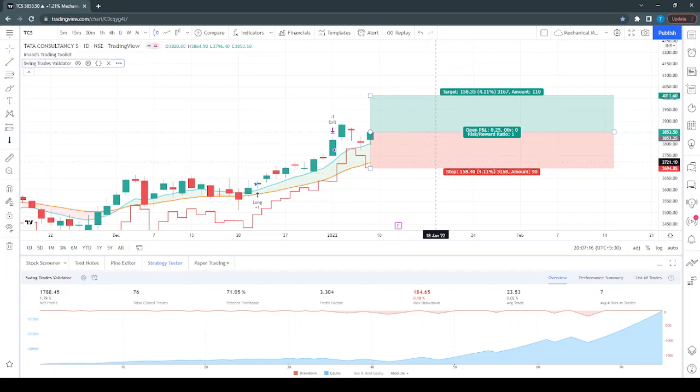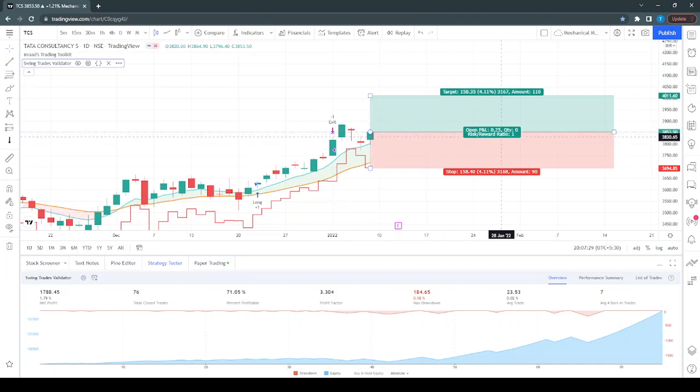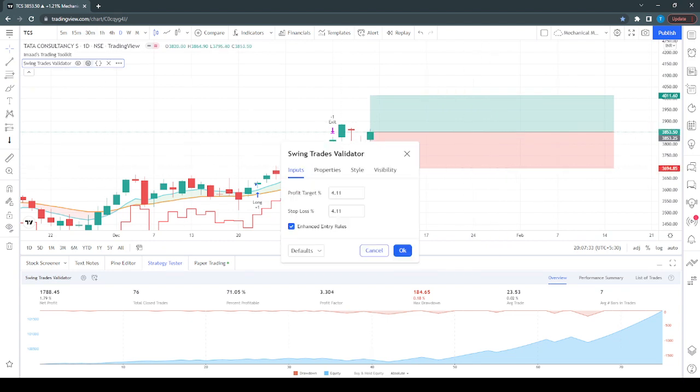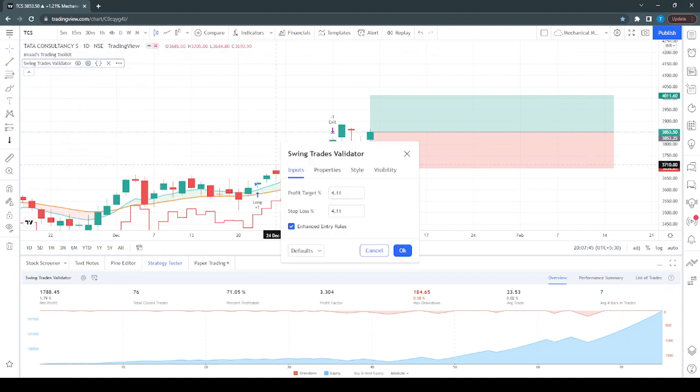Now, that's about it. So every time you're entering a stock or you're planning to enter a trade, you will firstly place the long position tool, and on the basis of what you get here is what we will enter in the profit target and stop loss. And please keep this checked, enhanced entry rules. Now that's about it. Click OK, and you will see that 71% is the probability.